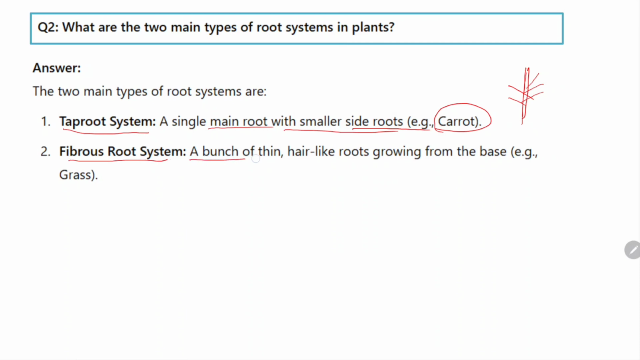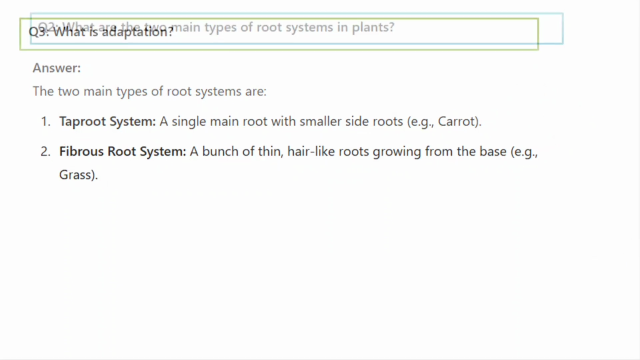This is a bunch of thin hair-like roots growing from the base. Example, grass, where the roots are like this. There is no main root as in the case of the taproot. In the case of the fibrous root, there are so many bunches of thin hair-like roots growing from the base. Base means the down part. The example I have written here is grass. You can write another example also, whichever you feel good.